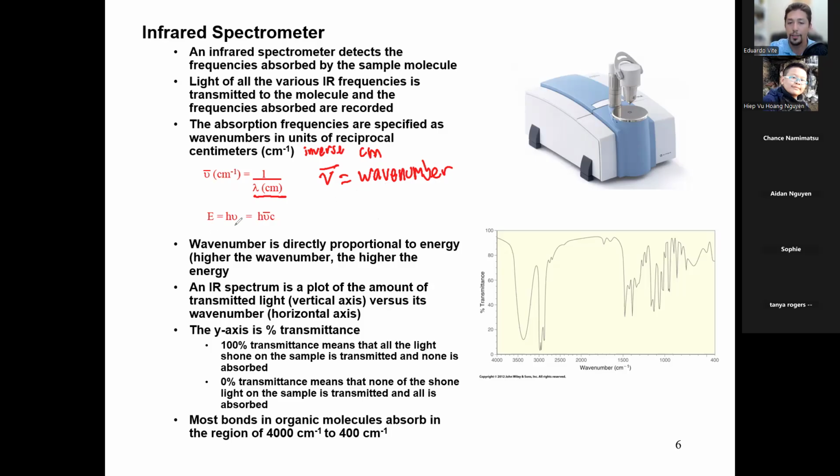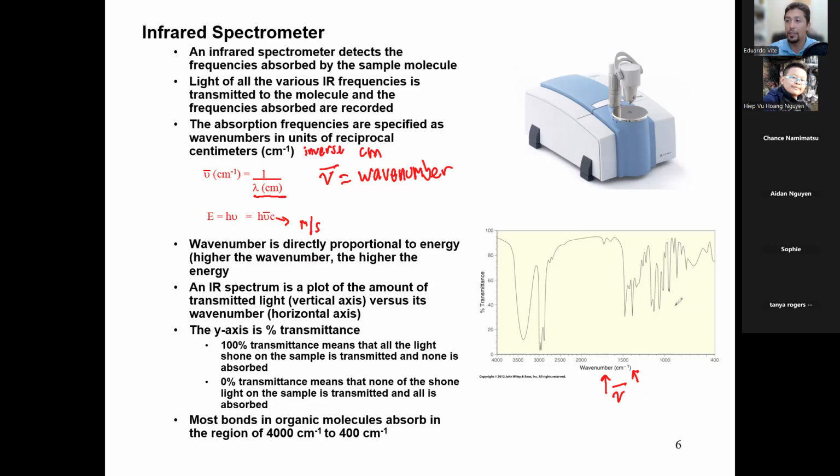Just be careful because in this formula, C is in units of meters per second. Here, the wavelength is in centimeters. So if you ever do a conversion, you have to make sure your units are agreeing. But if you look at the x-axis, it says wave numbers, and it says right there inverse centimeters. So here we're talking specifically about wave numbers.